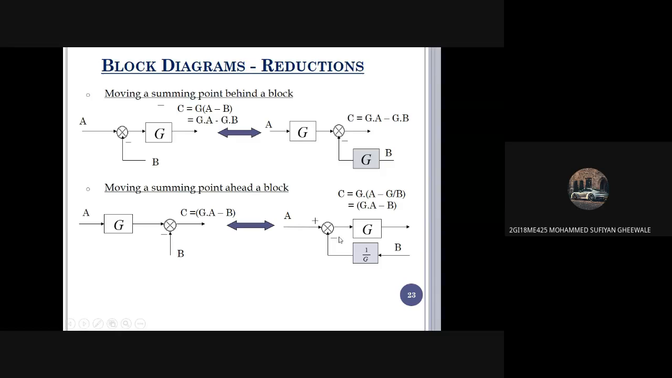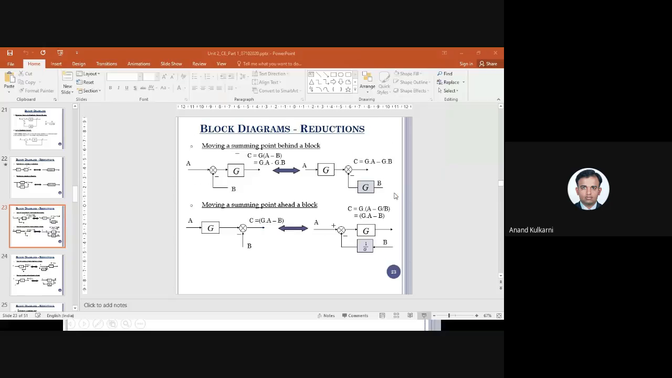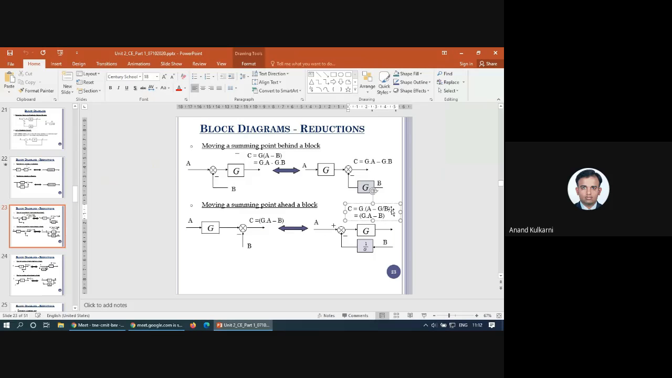Got it? The same sign is here. What is happening here is that as you are taking this summing point behind here, in that condition, the output, if you just see here, C of A is equal to G of A minus B. This is correct. But if this is coming here, I'm getting G of A minus G divided by B, but I don't want G divided by B. I want only B. In that condition, this gets divided. Sorry, it will be B divided by G. One minute, there is a mistake. What have I done? Just a second.